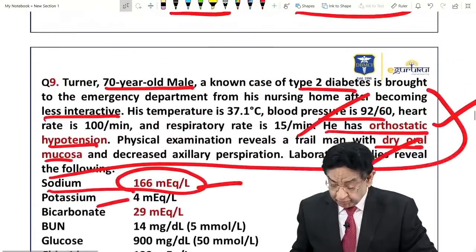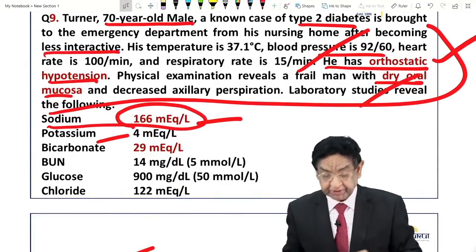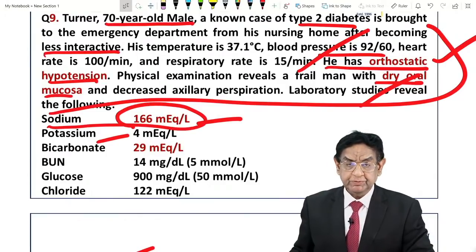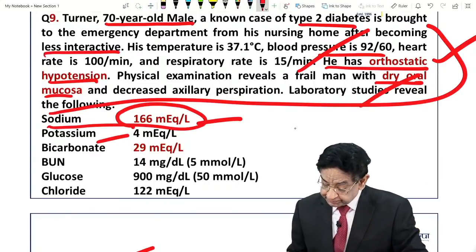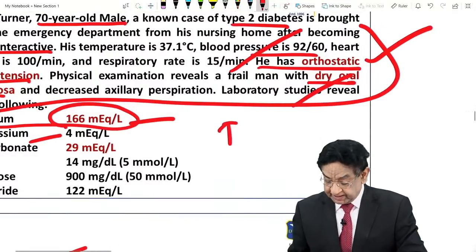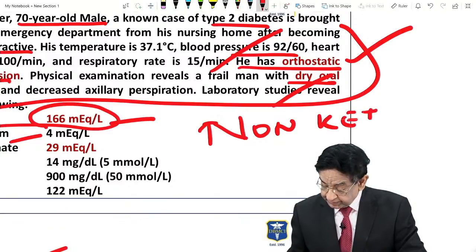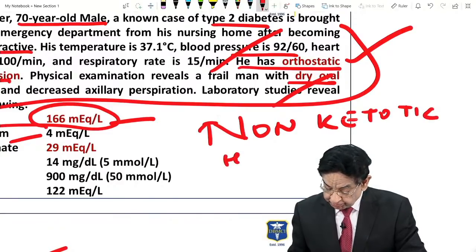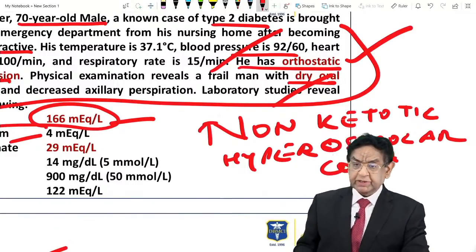Well, again we go back to the condition. He has hypernatremia, which could be due to, of course, the glucose level being very, very high. And this we see classically in non-ketotic hyperosmolar coma. Non-ketotic hyperosmolar coma.